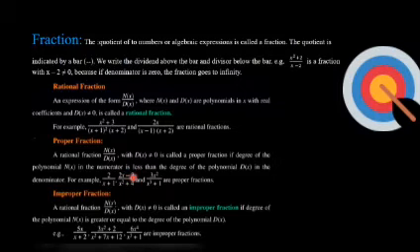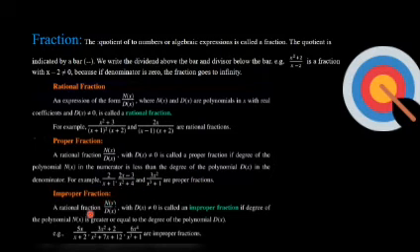Another example is 2x minus 3 divided by x square plus 4. Here x has power 1 in the numerator, and in the denominator x has power 2. So numerator has lesser power than denominator. Similarly, 3x square over x cube plus 1. These three are the examples of proper fraction.